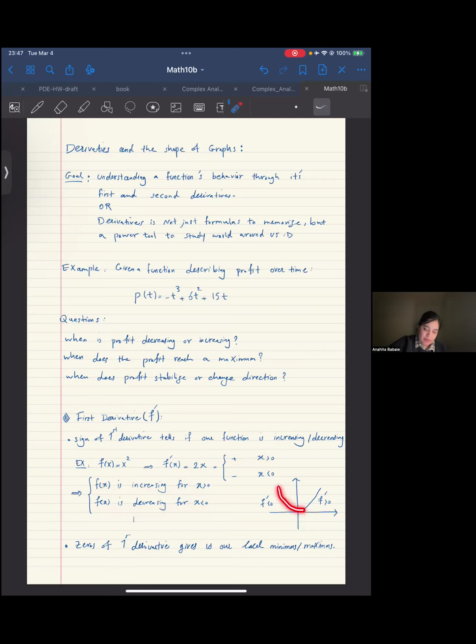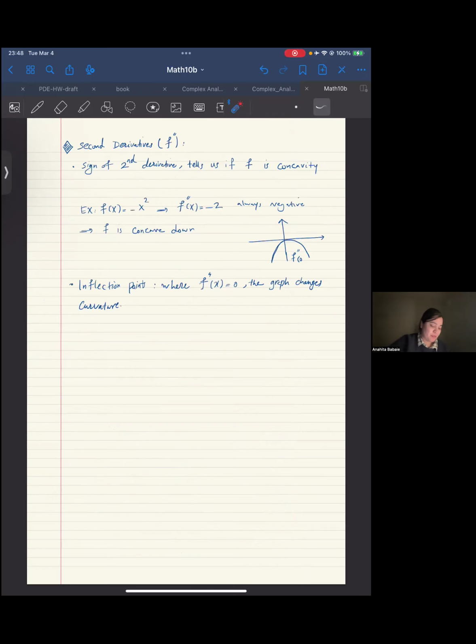As we know the shape of the graph, because this is a very simple example, we are all familiar with the x squared function. We know the graph looks like this, and we know that in this interval the function is decreasing, and in this interval the function is increasing. So it matches our intuition, and it shows that very quickly we can learn something about the graph of our function, knowing the derivative.